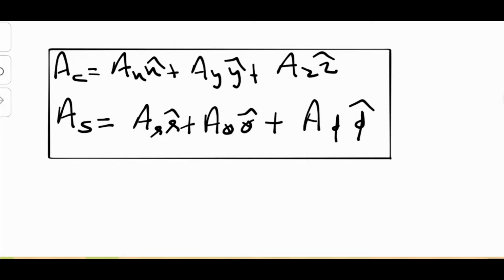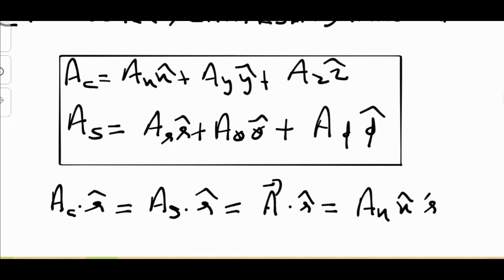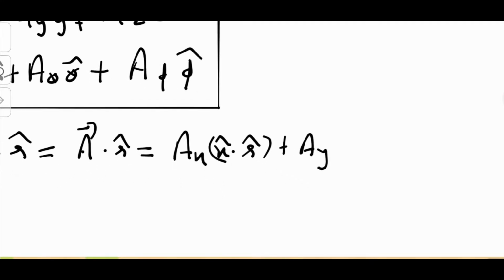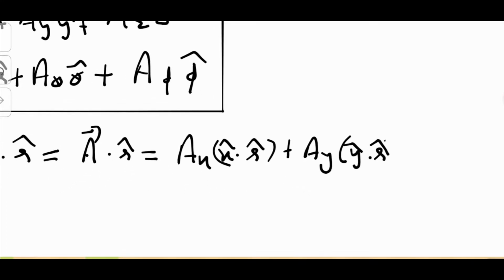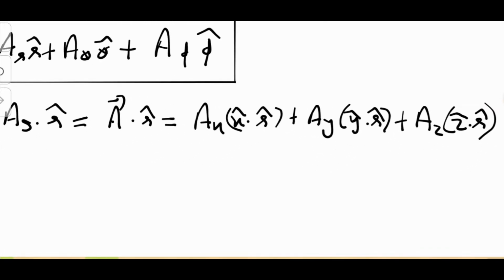So we need to transform from Cartesian to spherical. So A Cartesian dotted into r cap will be equal to A spherical dotted into r cap because they are the same vector. So it's A dot r cap. It can be calculated as ax times x cap dotted into r cap plus ay times y cap dotted into r cap plus az times z cap dotted into r cap. So this is the basic dot product. Right, we do that to find the components.